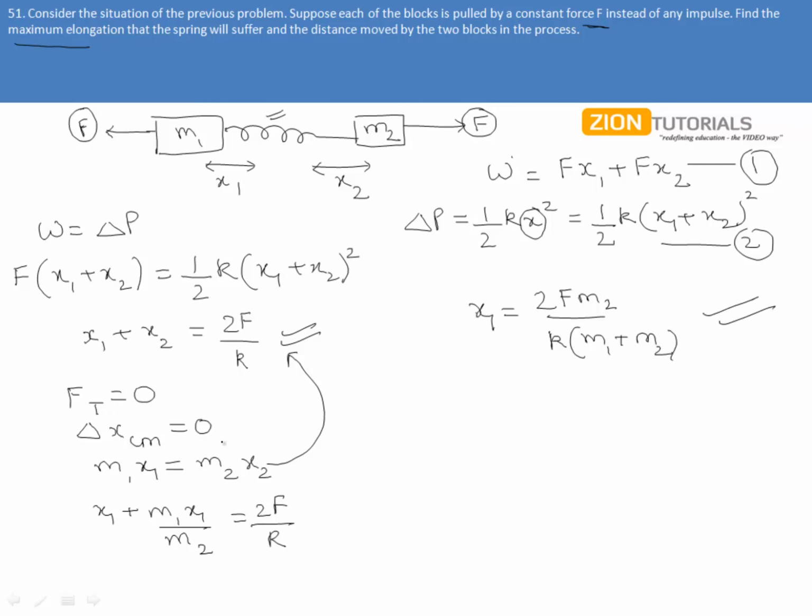Now we have this equation, and let us put the value of x1 into this to get the value of x2, which comes out to be 2F m1 upon k times (m1 plus m2). So we have the value of maximum expansion as x, which will be x1 plus x2.